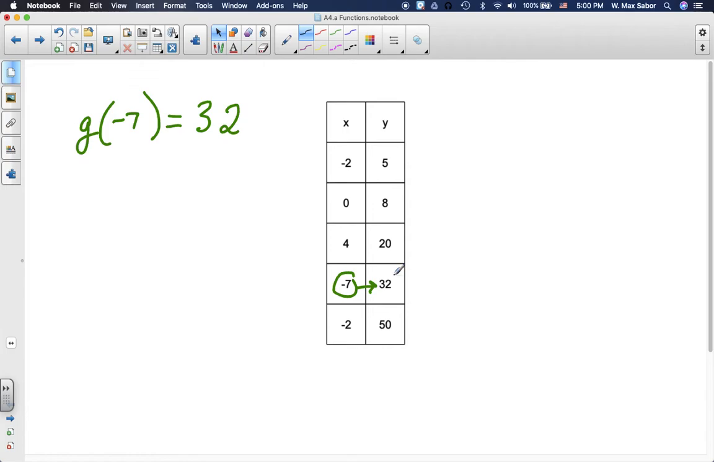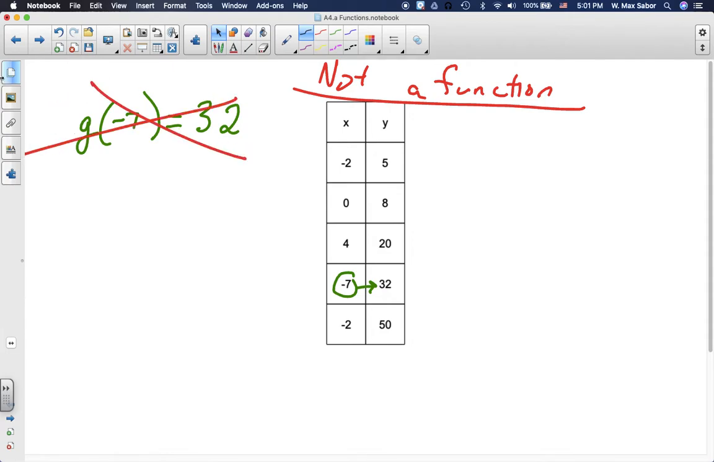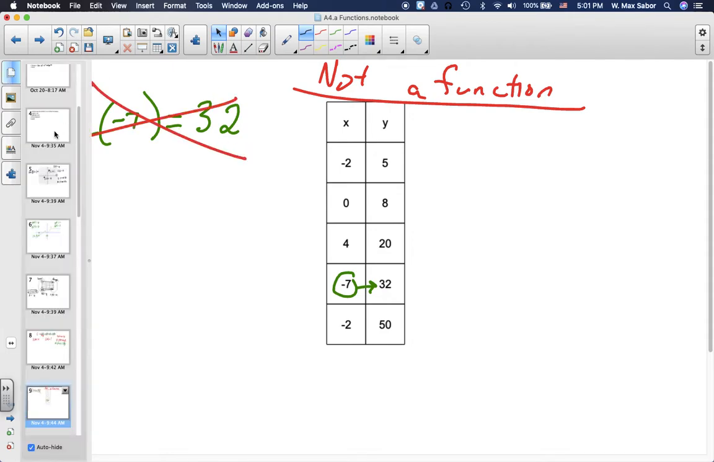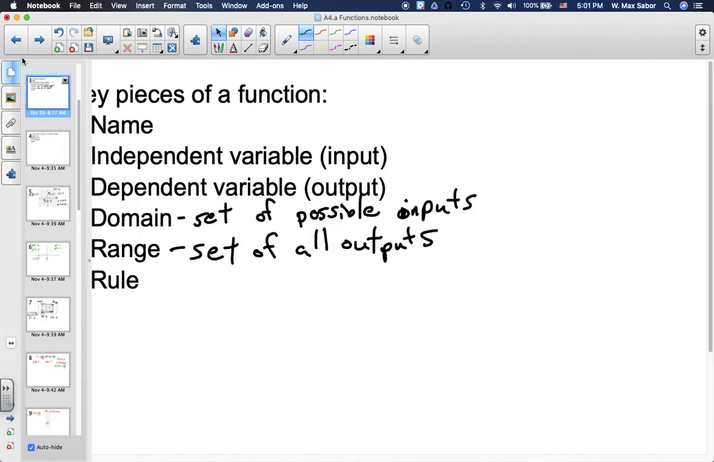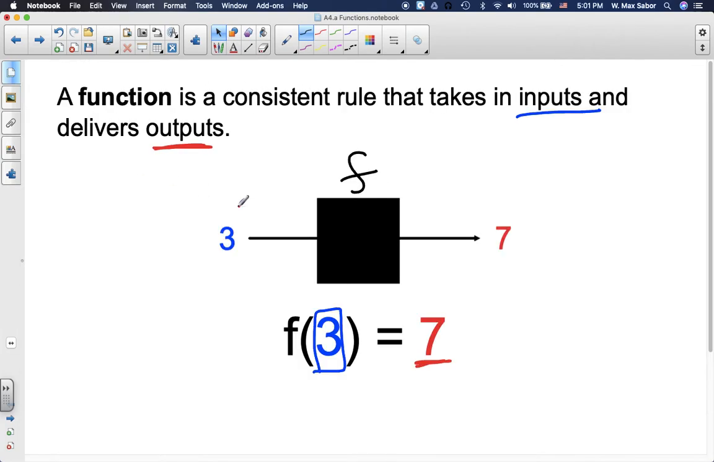But that's actually not true. This is not a function. Why? The reason why this is not a function is if we go back to the very first slide, a function is a consistent rule that takes in inputs and delivers outputs.